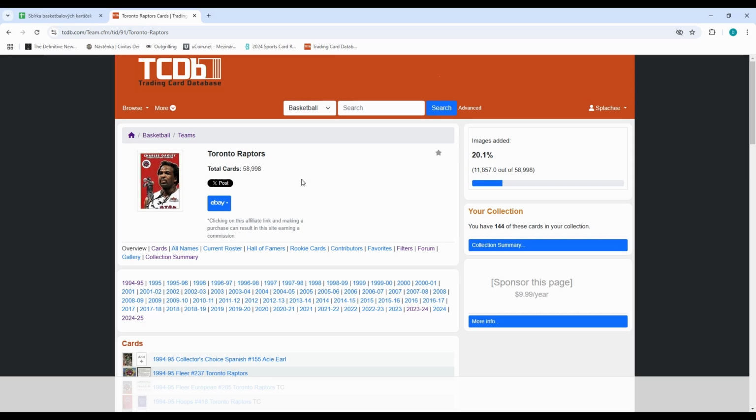As a newbie collector, I actually had no idea how many cards are produced each year and what their types are, so I needed something to help me orient in it. I found this page, tcdb.com, which has a complete checklist of issued cards. I realized that I cannot collect all the Raptors cards, because almost 59,000 cards have been issued. So it's clear that it's impossible to collect them all.